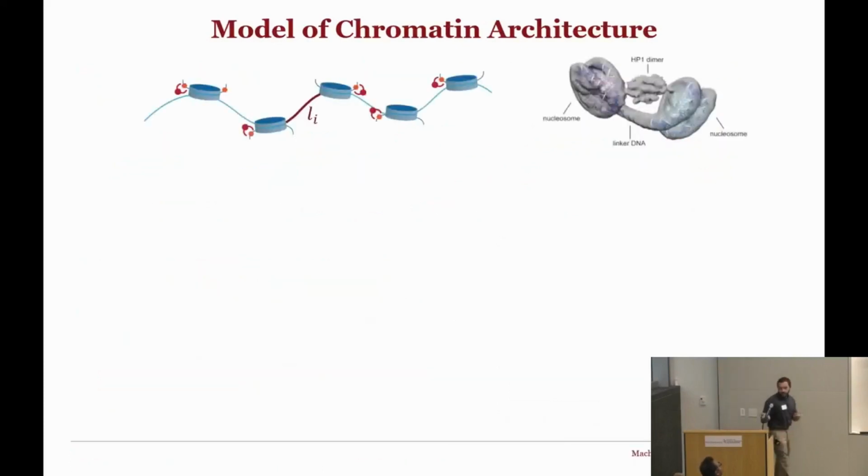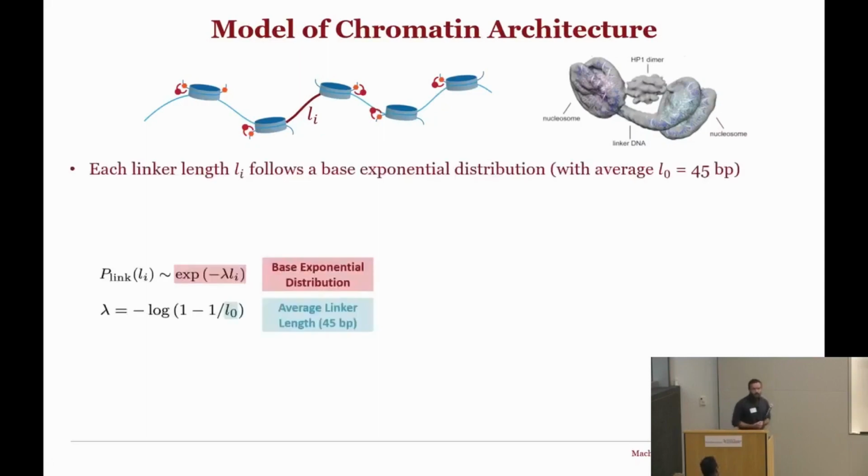So I mentioned, and I showed this cryo-EM image earlier, about dinucleosomes being pulled together as a result of HP1 bridging. This is a distance-dependent phenomenon which is based on the linker length of DNA. So we need to find a way to model linker lengths along a 1D array of nucleosomes. So we have our linker lengths, Li, which indicate the amount of base pairs separating nucleosomes i and i+1. And we sample these linker lengths from an exponential distribution in the absence of HP1 interactions. And the average of this distribution is 45 base pairs.